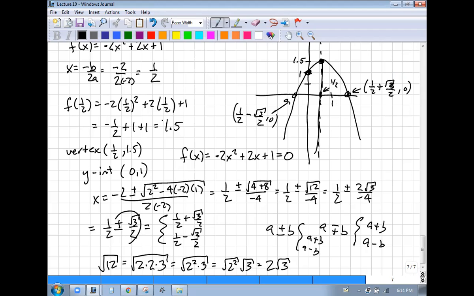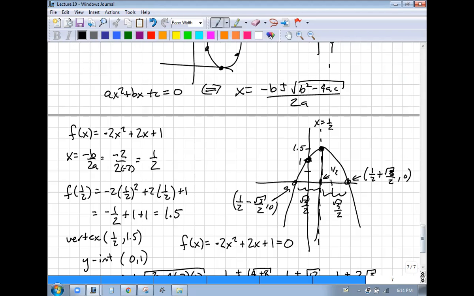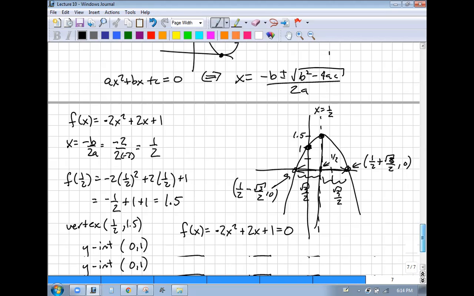See, this thing here is telling you, okay, this is a length of root 3 over 2. This is a length of root 3 over 2. That's why the quadratic formula looks the way it does. There's your vertex formula that tells you your axis of symmetry. And then this part is just telling you the distance from the axis of symmetry to your roots. Okay, so that's how you graph a quadratic.